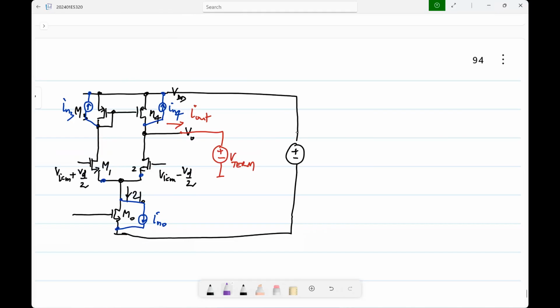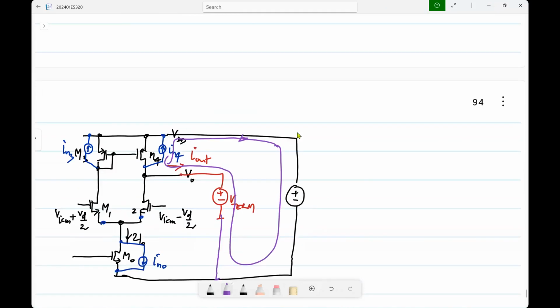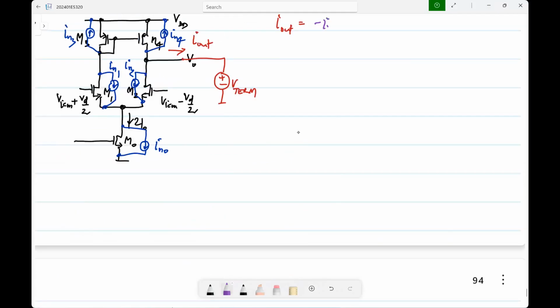So anyway, this current, how does it flow? This also, let me complete the loop. It will flow like that. Okay. So what is the contribution of IN4 to I out? What is it? Minus IN4.